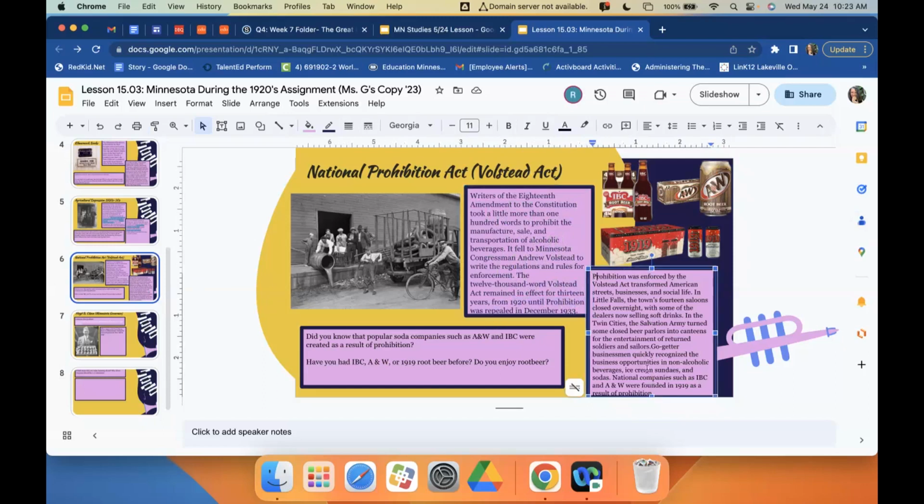And then does anybody want to read this one right here? Sure, Rose, you can get started.